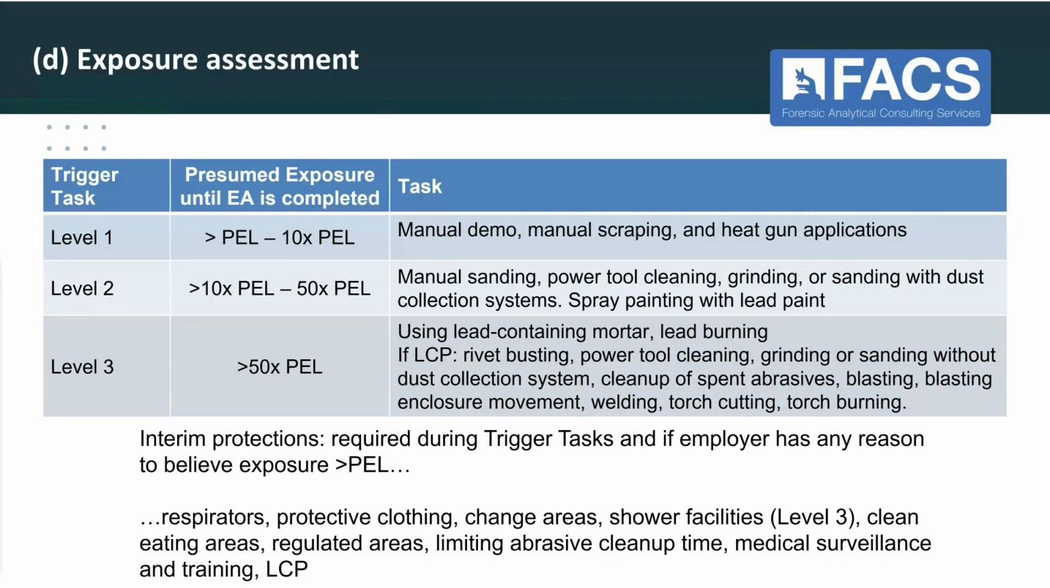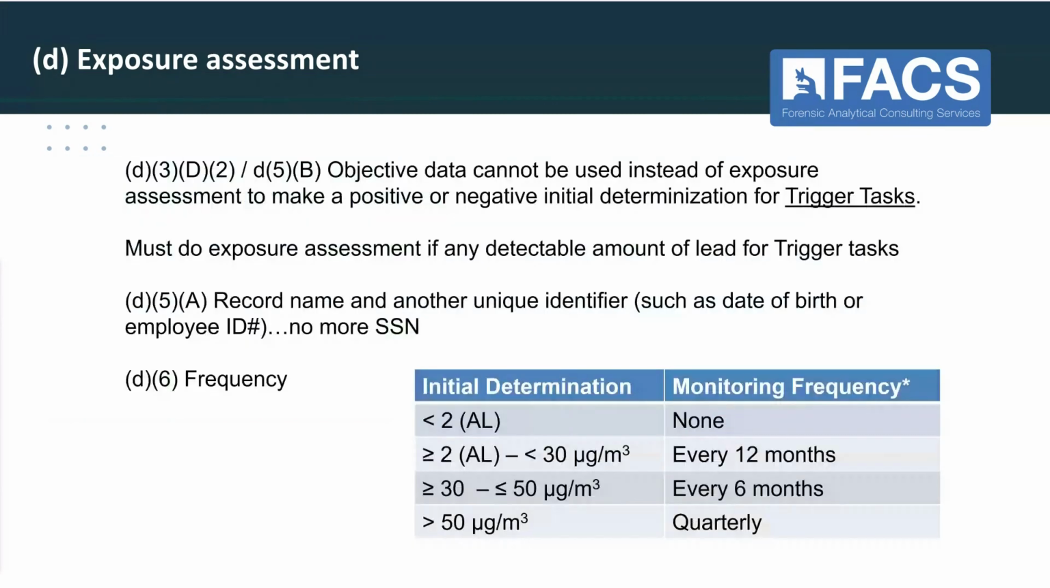Talking about exposure assessment, there's a somewhat different requirement around monitoring frequency. The amount of exposure monitoring you have to do is based on the results of your initial determination. If you do your initial determination and you're less than the action level, you're done, unless something changes, right? Unless you change equipment, process, personnel, level of training, anything like that. If you're above the action level but less than 30, you've got to repeat it once a year. If you're greater than 30 but less than 50, you've got to do it every 6 months. And if you're above 50, you've got to do quarterly monitoring.